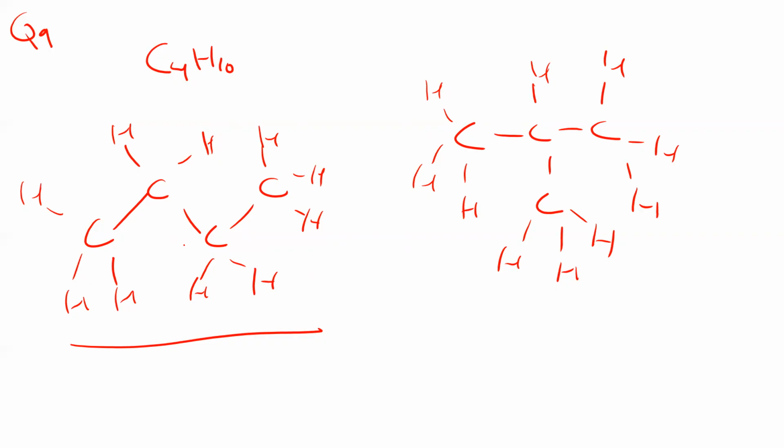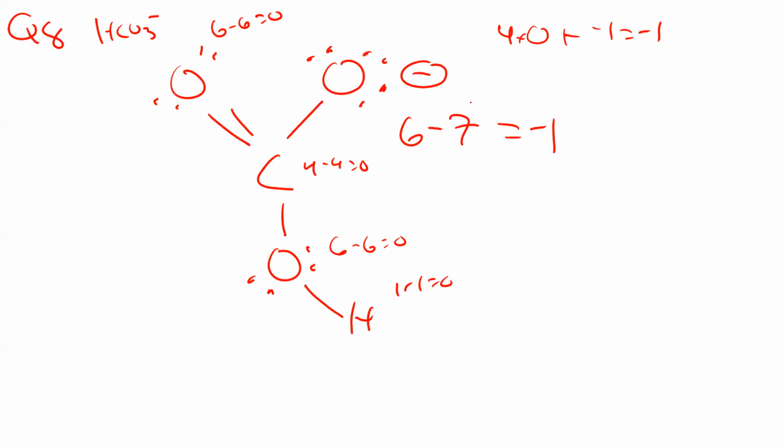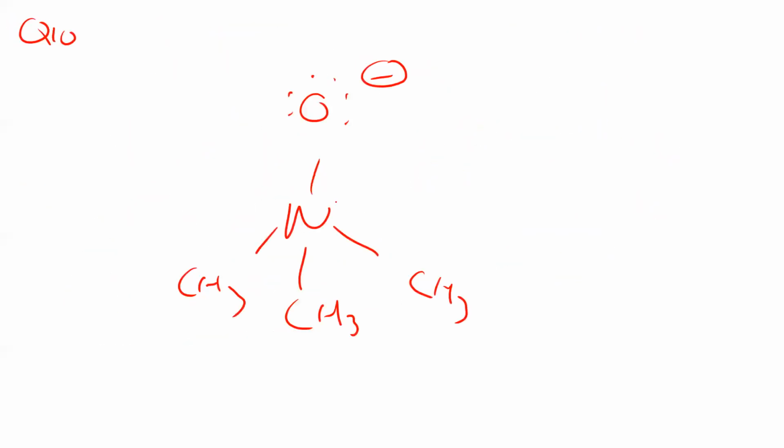Question 10. It says add formal charges, and I'm going to label this CH3. This is a CH3. This has an oxygen. So you have to kind of pick what the formal charges would be. Recall we just did this on this problem right here, the bicarbonate. We found that was -1. And this nitrogen right here, nitrogen should be 5 minus 4 equals +1. So that's how you get +1 here.